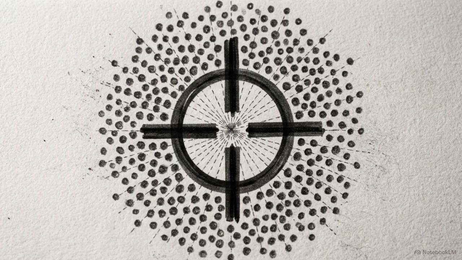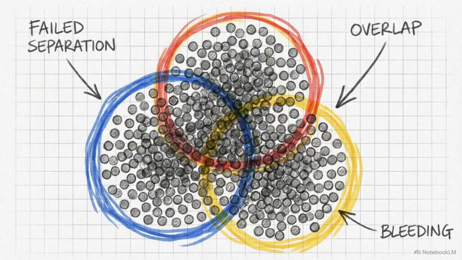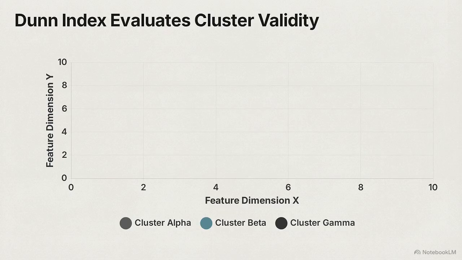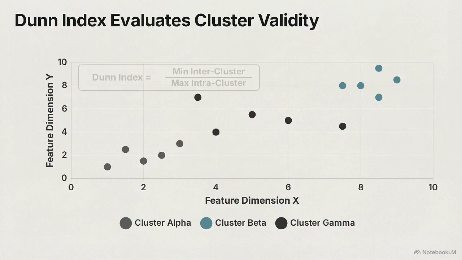Inertia is a useful metric, but it only measures the tightness of a cluster. That only satisfies half the requirement for a valid clustering model. The second requirement dictates that clusters must be mathematically distinct and isolated from one another. To evaluate this intercluster separation, we use the Dunn index, a formal metric for evaluating cluster validity. This cluster plot includes an overlay of the Dunn index formula.